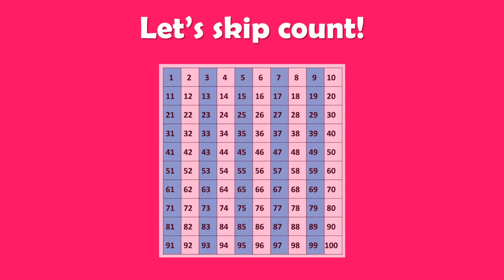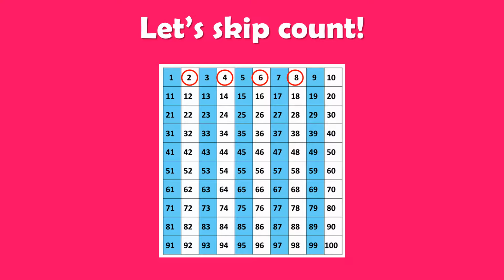Let's skip count. Another fun way of knowing whether a number is even or odd is by skip counting. For example, if you want to find out what numbers are even, all you have to do is count by 2. For example, 2, 4, 6, 8, and as you can see, all the numbers in the white boxes.